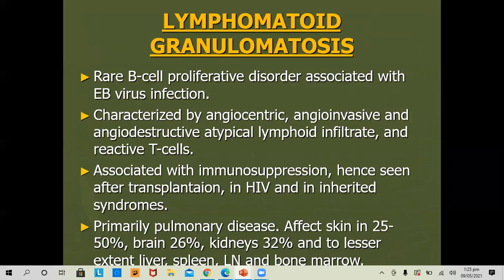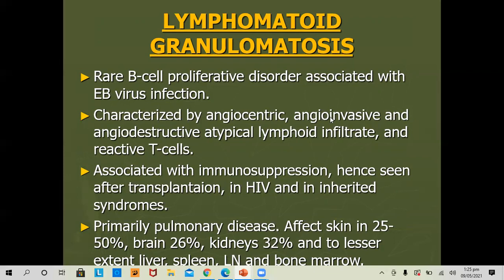Now, secondary B-cell lymphoma, which is called lymphomatoid granulomatosis. It is actually a B-cell proliferative disorder, which is associated with Epstein-Barr virus infection. It is typically characterized by angiocentric, angioinvasive, or angiodestructive atypical lymphoid infiltrate, and reactive T cells.